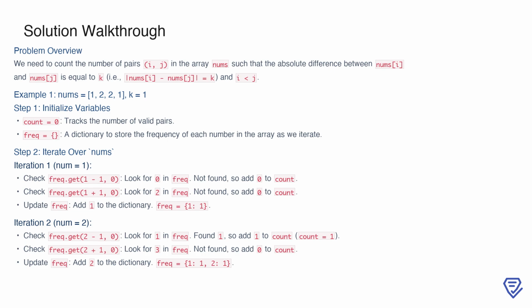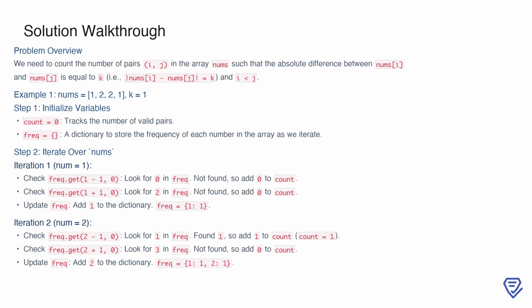To solve this problem, we need to count the number of pairs in the array where the absolute difference between the two numbers is equal to k. For example, in the array [1, 2, 2, 1], with k equal to 1, we will initialize two variables: count, which starts at 0 to keep track of the number of valid pairs, and frequency, an empty dictionary that will store how many times each number has been encountered as we iterate. Starting with the first number, 1, we check if there are any values in frequency such that subtracting or adding k to 1 gives us a match. Since frequency is empty, no matches are found, and the count remains 0. We then add 1 to the frequency dictionary.